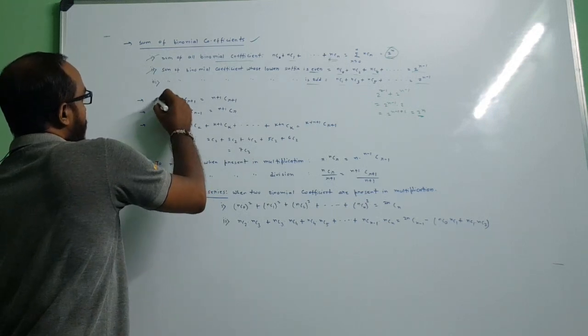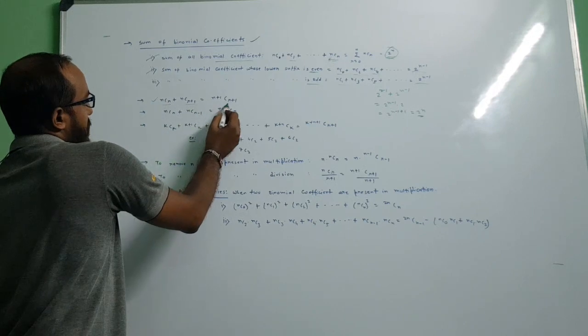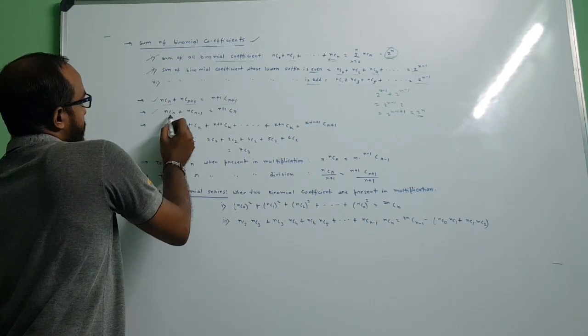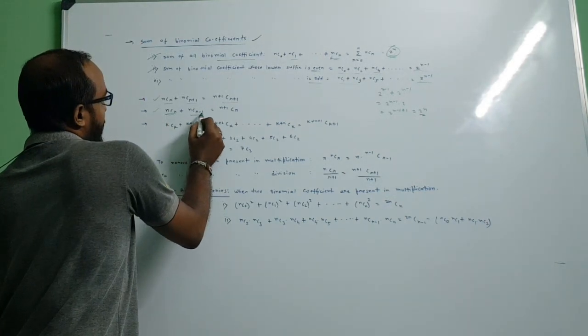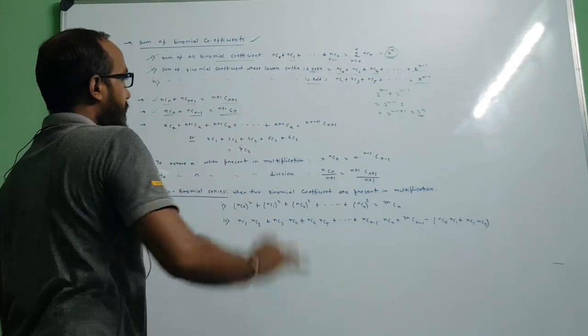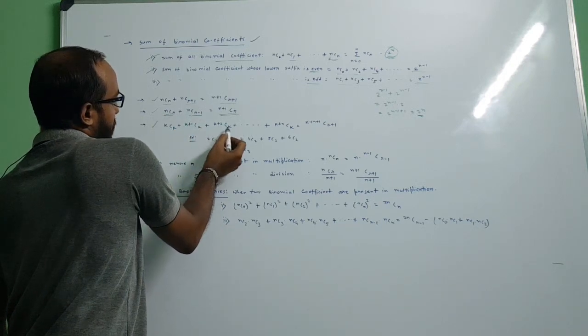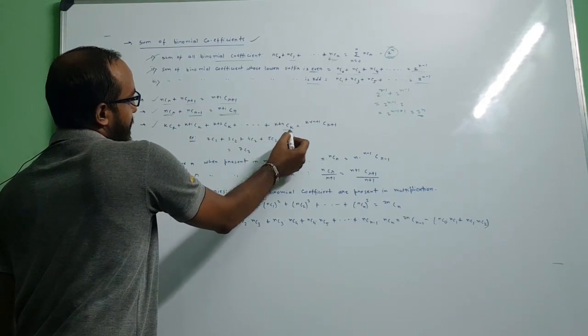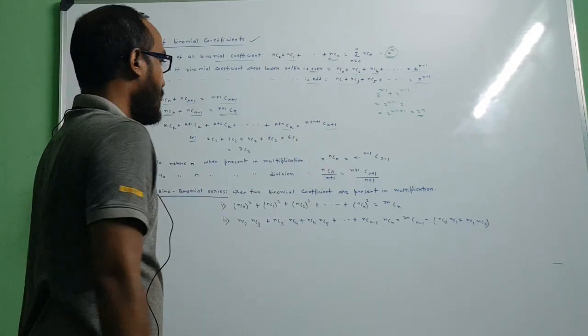Now remember these two formulas: nCr plus nCr plus 1 is n plus 1 C r plus 1, and nCr plus nCr minus 1 is n plus 1 C r. And remember this: kCk plus k plus 1 Ck plus k plus 2 Ck up to k plus n Ck is k plus n plus 1 C k plus 1.